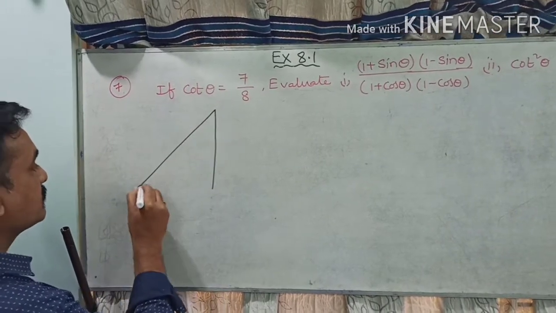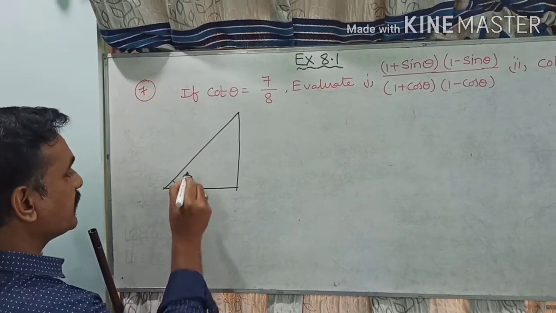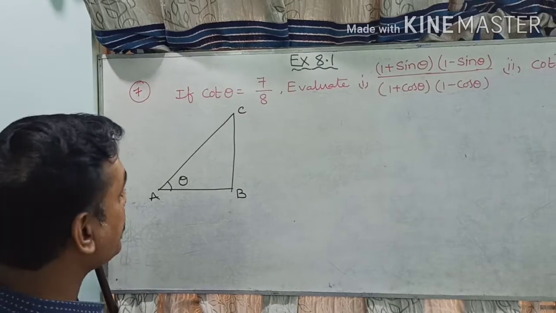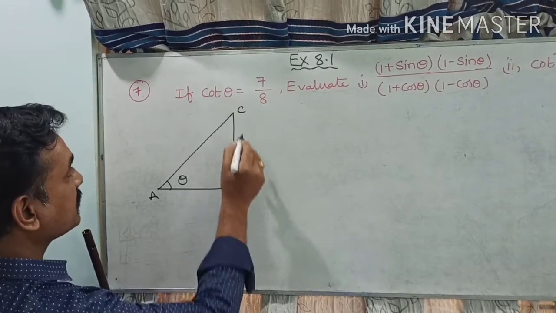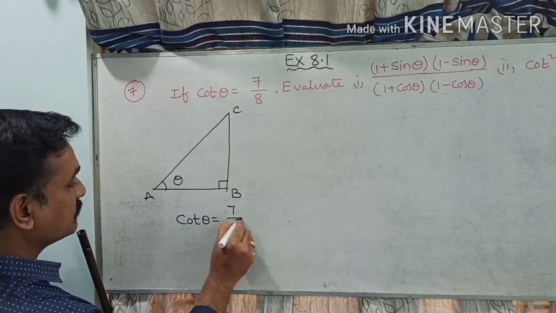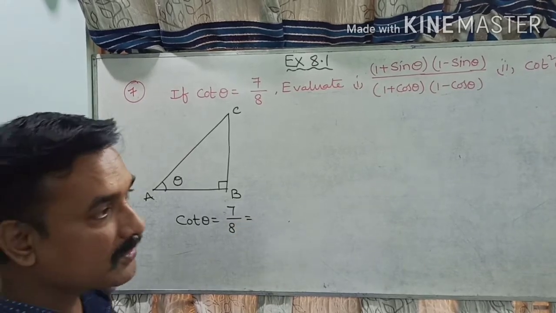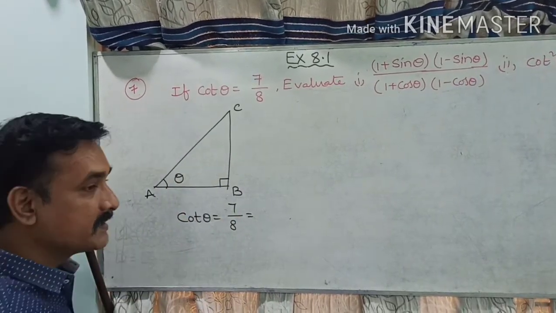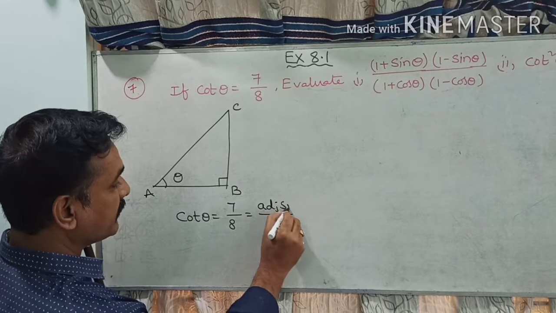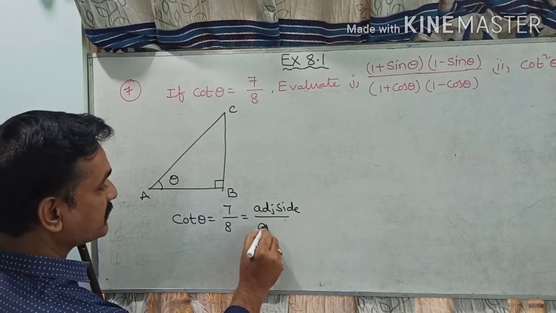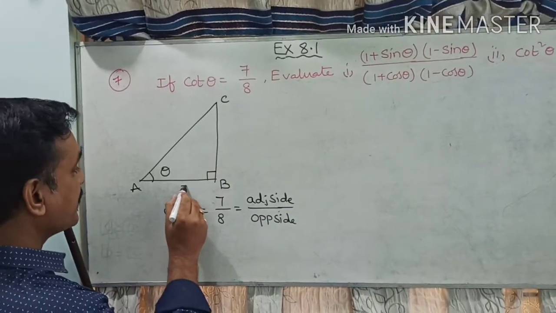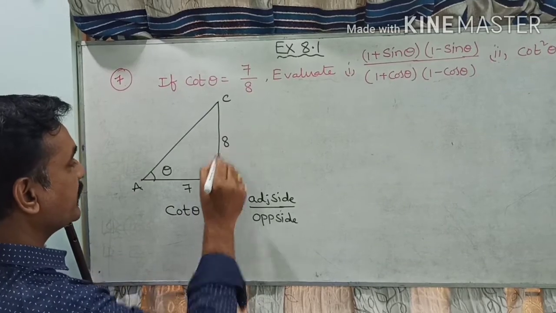Take one right angle triangle, mark theta as the acute angle, and give your own names, ABC, to the vertices of the right angle triangle. Given cot theta equals 7 by 8. The meaning of cot theta is adjacent side by opposite side. So the numerator is the adjacent side and the denominator is the opposite side. So mark those values: the adjacent side is 7 and the opposite side is 8.